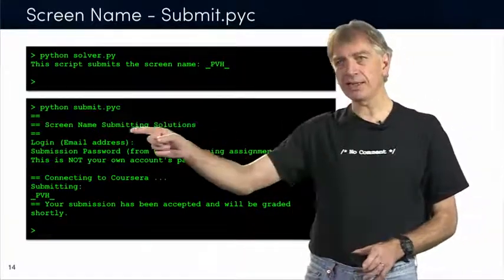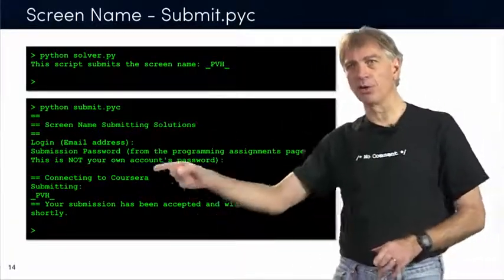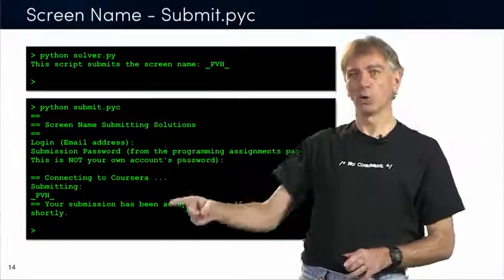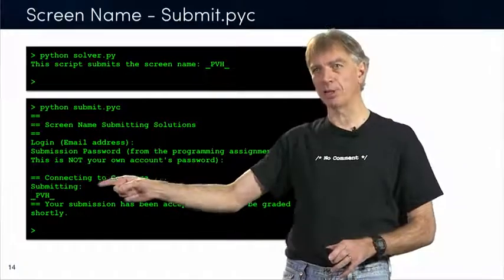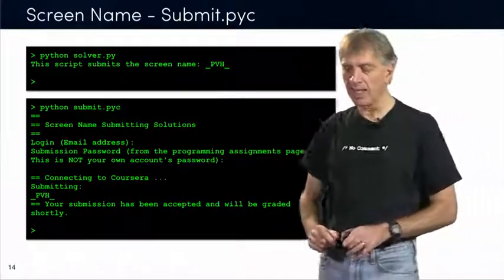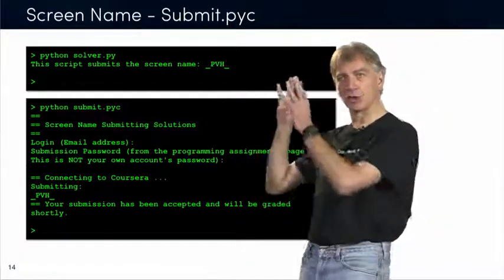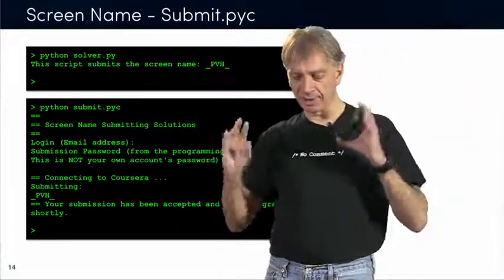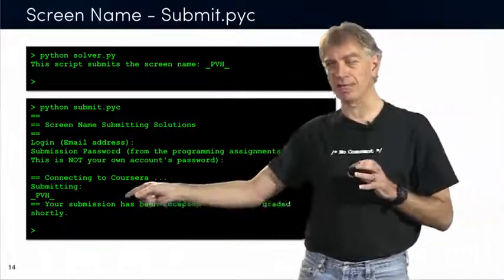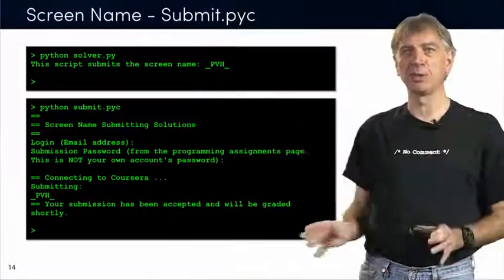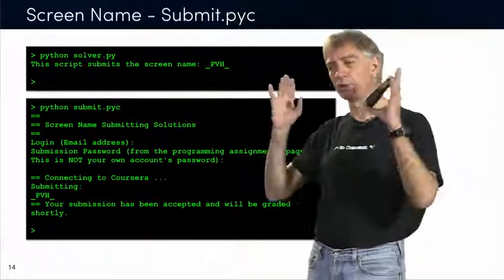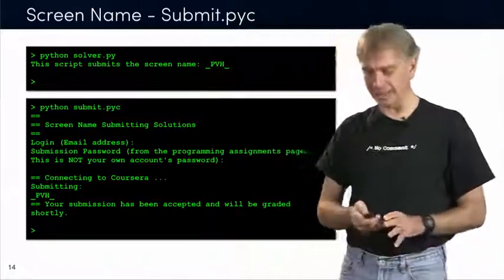So you connect, and in this particular case, this script is going to identify you, run your solver, and you see that we output the screen name, and then this is submitting that solution to the Coursera website, and then we can process and evaluate these solutions. You can see here that your submission has been accepted and will be graded soon. That's basically us telling you, yes, everything is fine, we'll grade your stuff as quickly as possible.